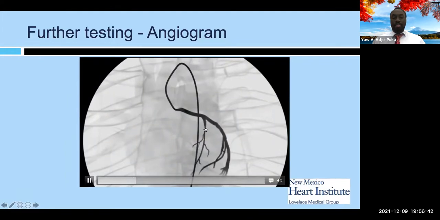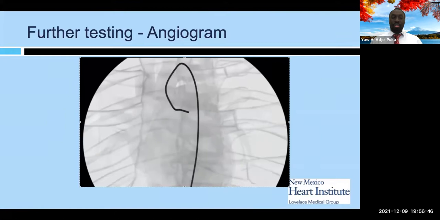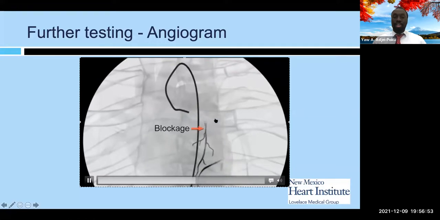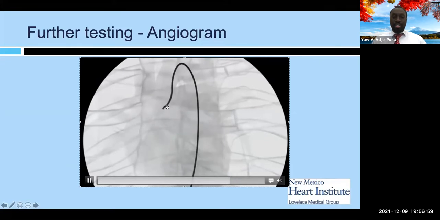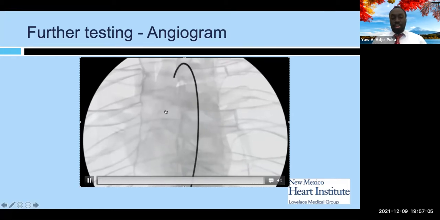This is an example of the two major blood vessels that supply the heart. There's one on the left side and one on the right side. When the contrast flows in the blood vessels, there shouldn't be any areas of narrowing. As you see on this right side, when the contrast goes through, all the blood vessels look like they're plump.